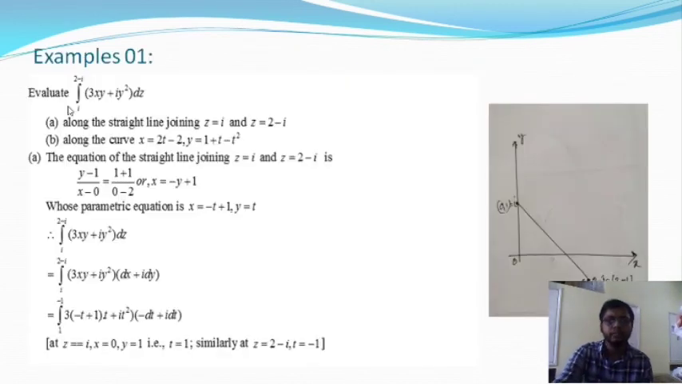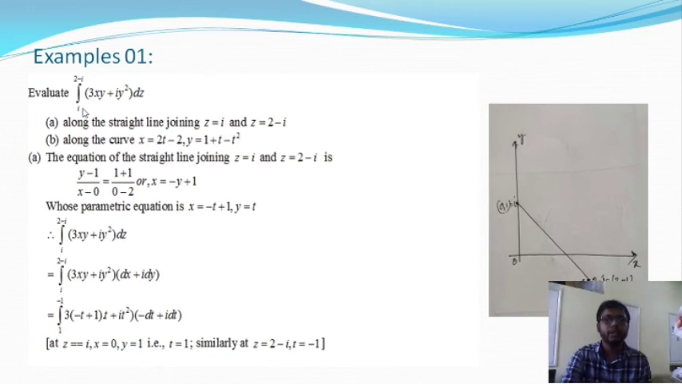So now I will take an example on complex integration computation. So here is the example: integration from i to 2 minus i of (3xy plus i y square) dz. Evaluate this integral along two paths. The first one is along the straight line joining z equal to i and z equal to 2 minus i, and the second path is the curve x equal to 2t minus 2 and y equal to 1 plus t minus t square. Here t is the parameter of the curve.